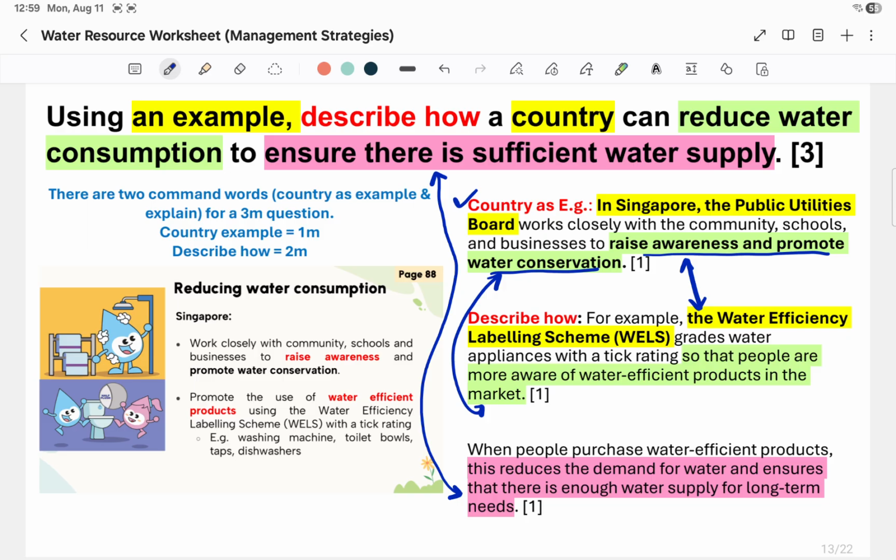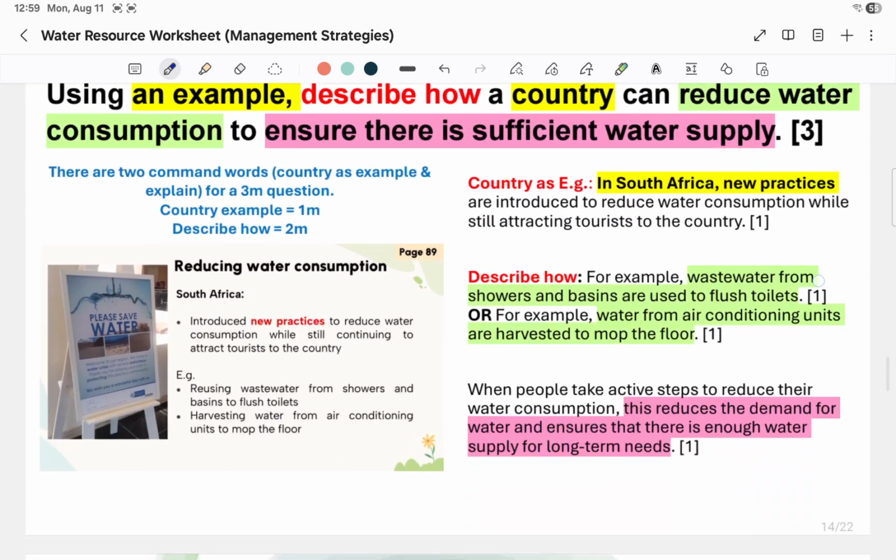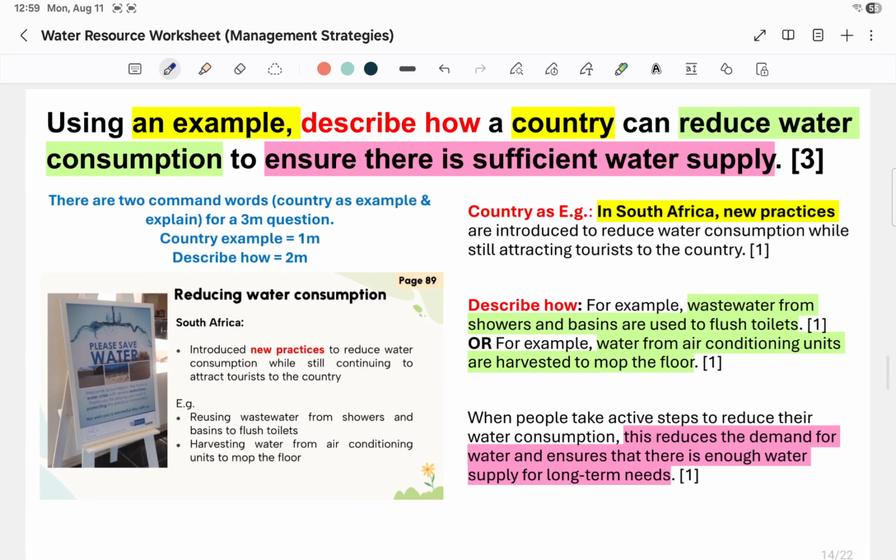Okay, let me show you another example. And another example is here. Similarly, again, we're using South Africa, which is a country in the African continent, and we want to show what exactly is being done, right? So new practices are introduced to reduce water consumption, and this is at the country level, national level, because they want to attract tourists to the country.